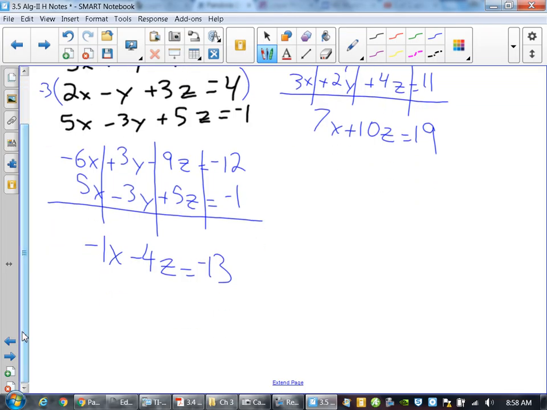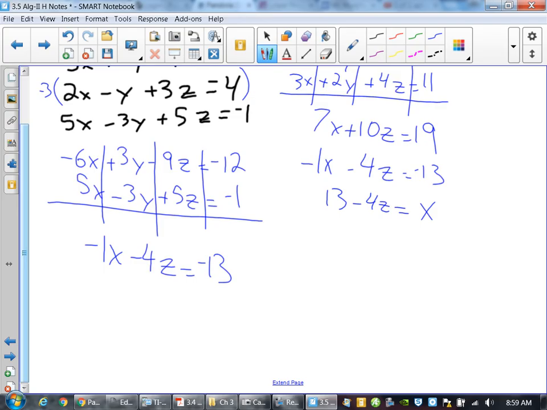So now we have -1x minus 4z is -13. What do you want to do? Use substitution, silly, it's quicker. What's that? Substitution. Fine. Really, it's quicker. Use substitution. Divide here by -1. You don't even have to do that. Here's what I'm going to do. I'm going to add x. I'm going to add 13. 13 minus 4z is x.